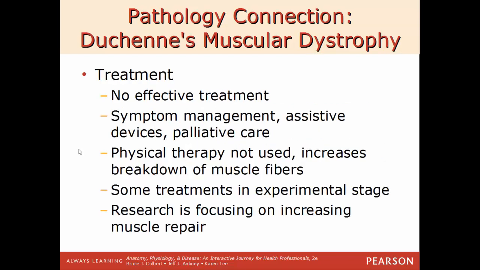There is no effective treatment for this condition, unfortunately. All you can really do is manage the symptoms. So we have assistive devices like a walker, like a wheelchair. Physical therapy is not a good tool to use here because the physical activity only makes the condition worse because the muscle fibers will be under more pressure or more strain, so they will break apart even sooner. There are some treatments that are still in the experimental stage at this point, and the main research now is being done to help repair the muscles that are currently there.